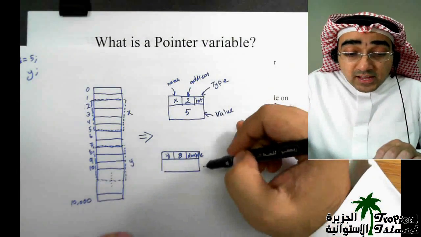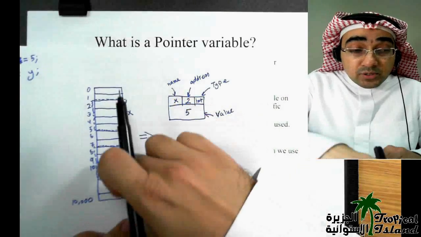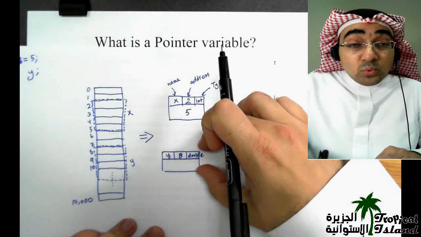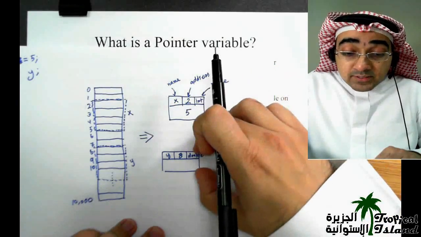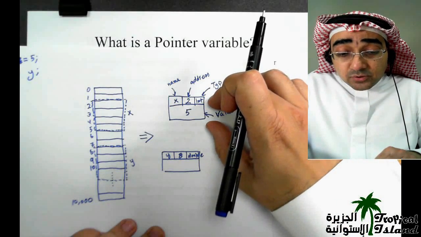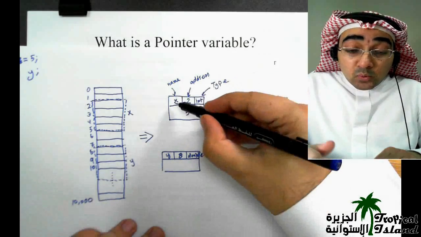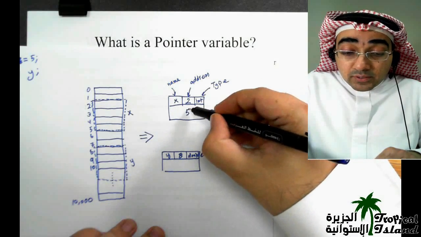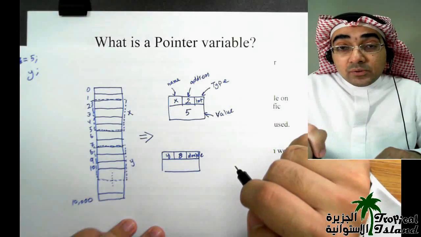Okay, so this is actually what happens inside the computer when you allocate memory, and this is how we will represent the memory cells in our class. This is going to make it very easy for you to follow up where the variable x is in the memory, what is its type, and what is the value that's stored in it.